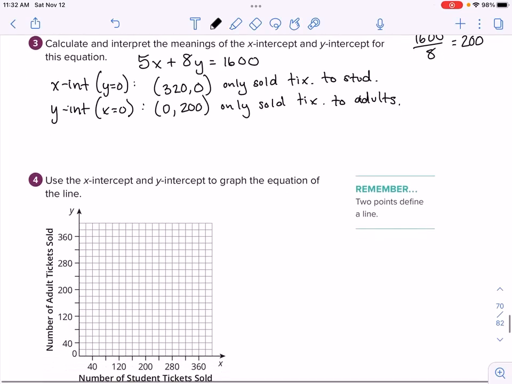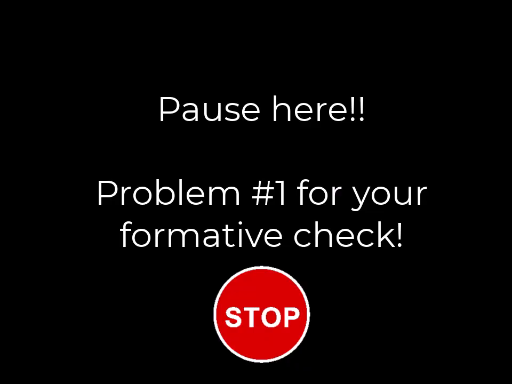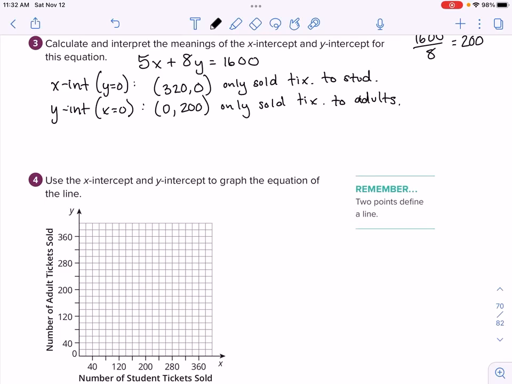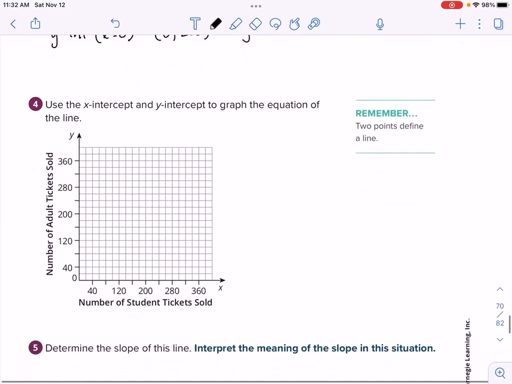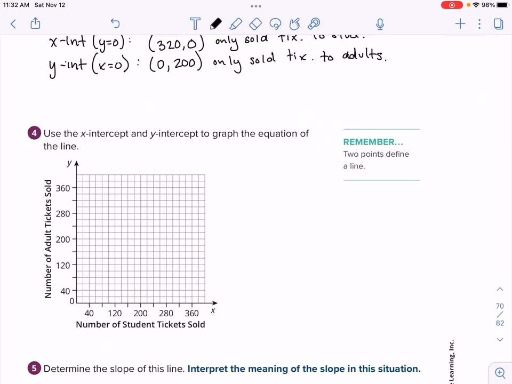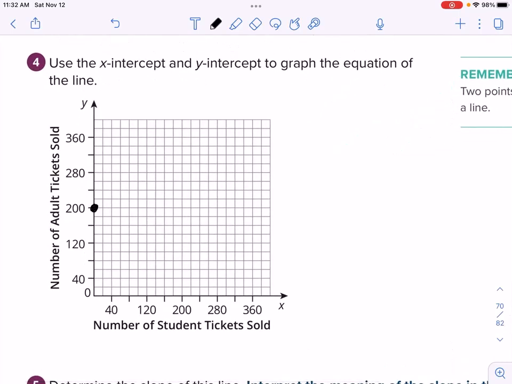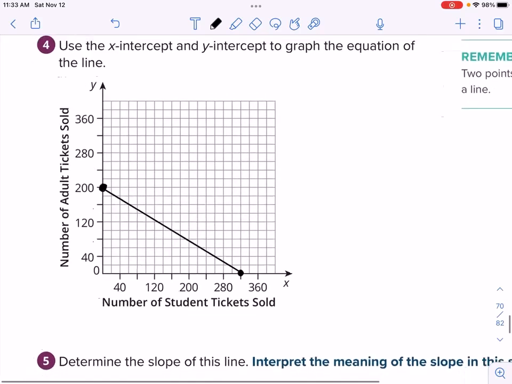Now, what's nice about this is we can graph this. So number 4, use the x and y-intercept to graph the equation of the line. You just need 2 points to graph a line. So here, let's find the y-intercept. The y-intercept was 0, 200. 0, 200 is right here. And then the x-intercept is 320, 0. So that's right here. So you just need to connect those two dots here, and this gives us, right, the line that models this situation. Okay. Anyway, so that's pretty much it for that.